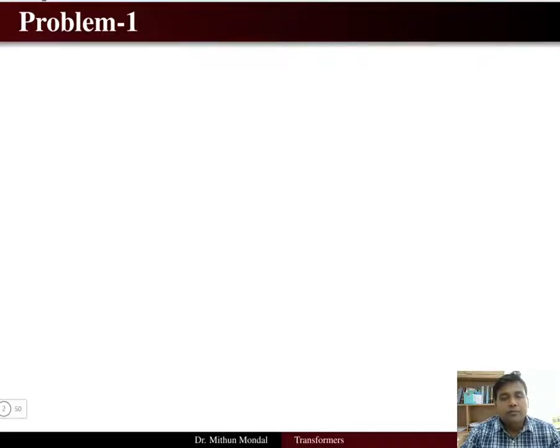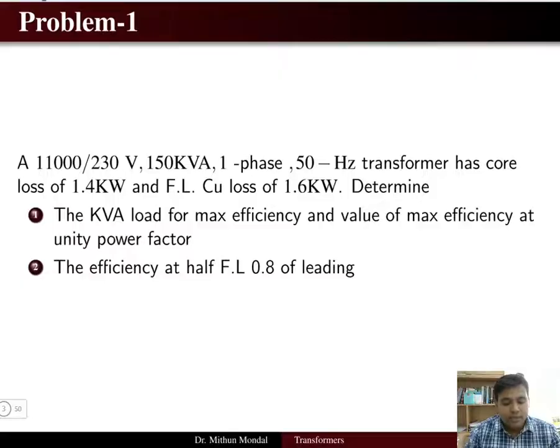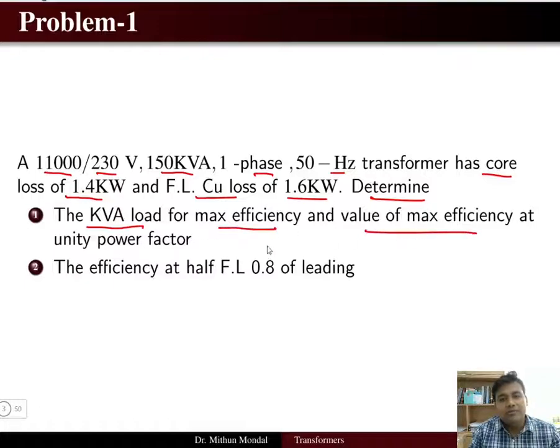The first problem in this tutorial is: an 11,000 by 230 volt, 150 kVA, single phase, 50 Hz transformer has a core loss of 1.4 kilowatt and full load copper loss of 1.6 kilowatt. Determine the full load kVA for maximum efficiency and the value of maximum efficiency at unity power factor condition.